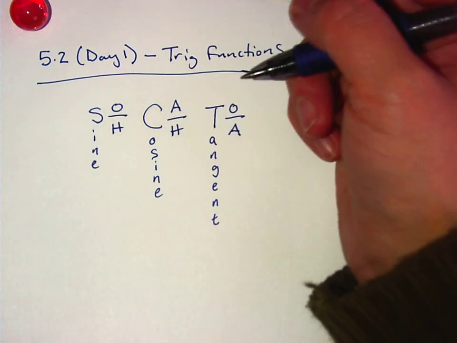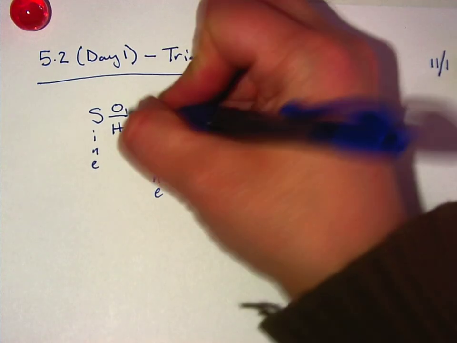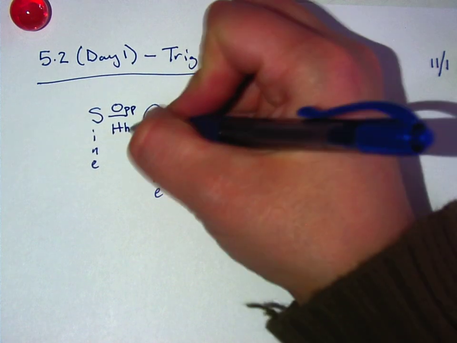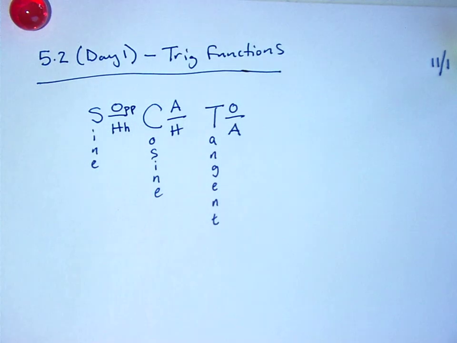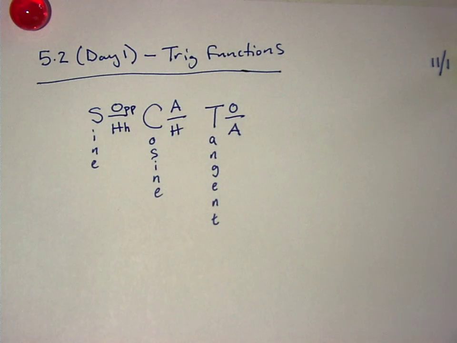What do O and H stand for? Opposite, adjacent. Nope. Hypotenuse. That's not how you spell hypotenuse.